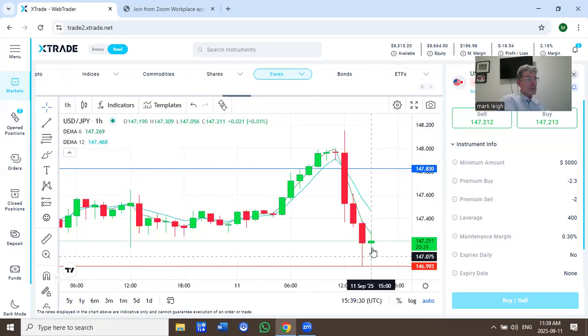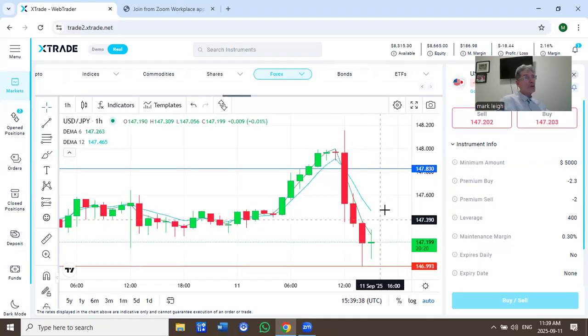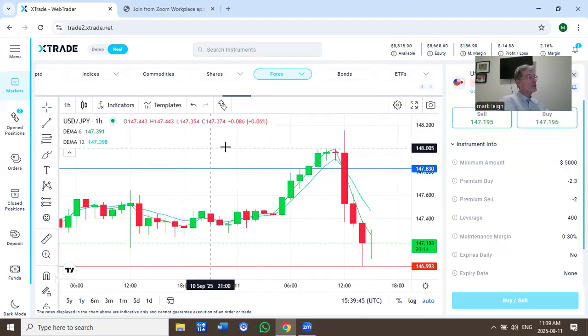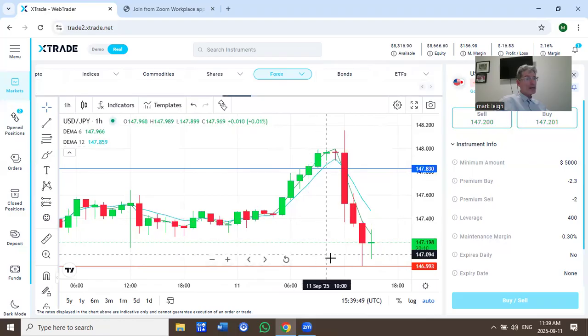There you can see the bounce up, an attempted reversal or bounce up by the US dollar off the support area. Buyers will be looking up at this 147.83. Of course, sellers of US, buyers of yen, a continuation of dollar weakness, would be looking down at below the 147 support area.